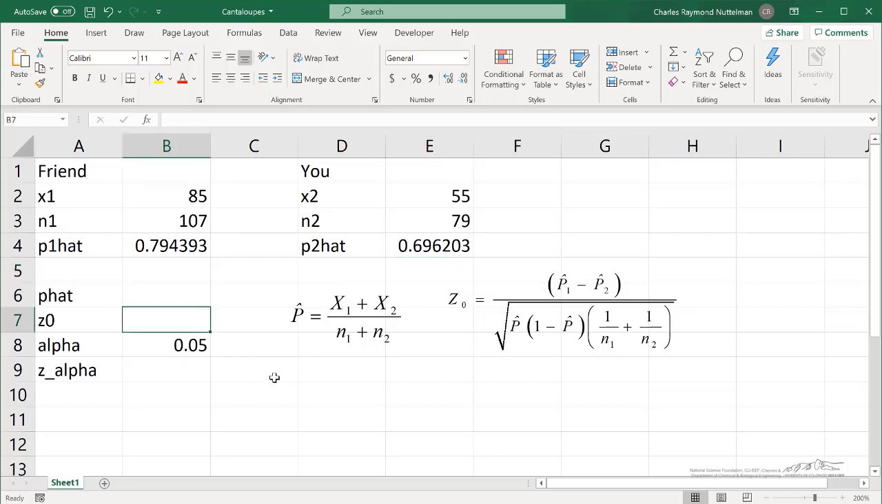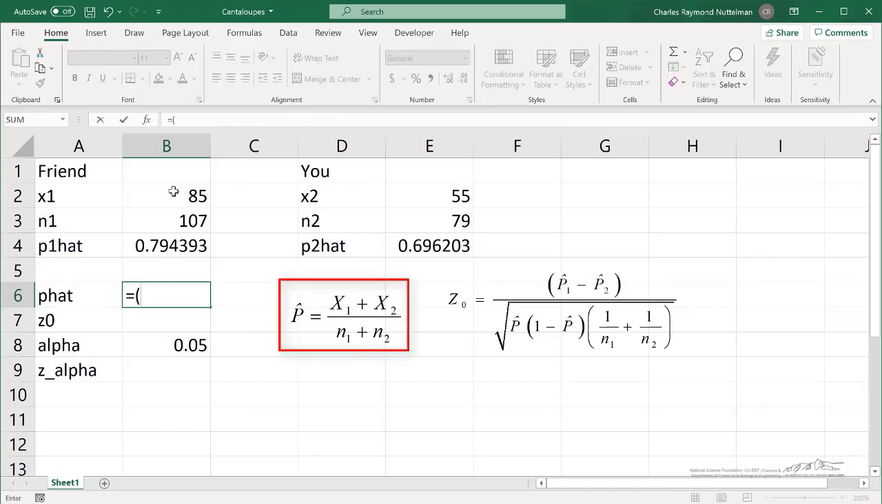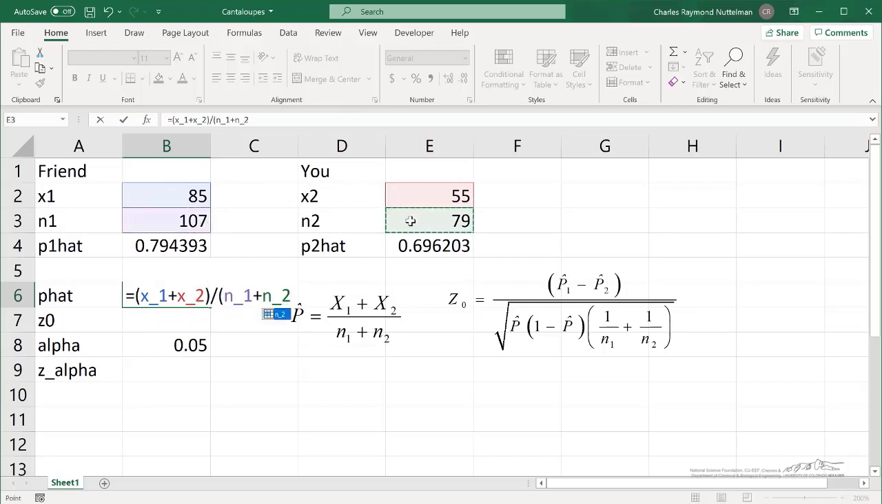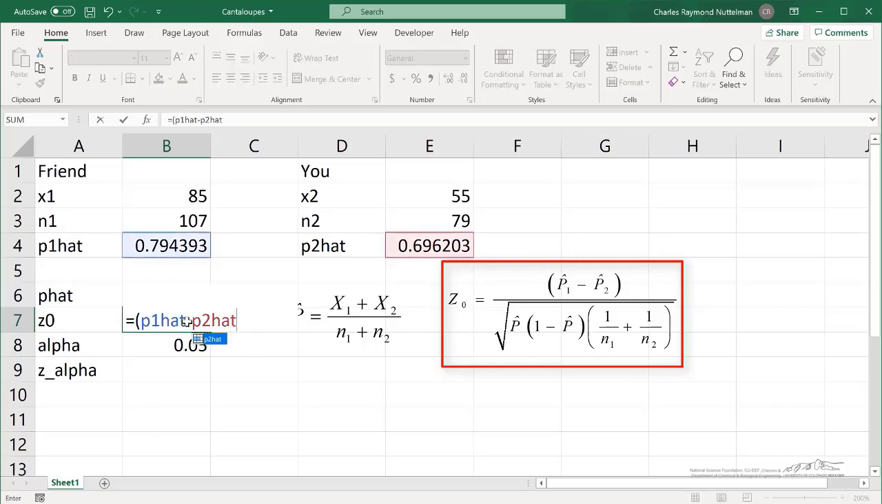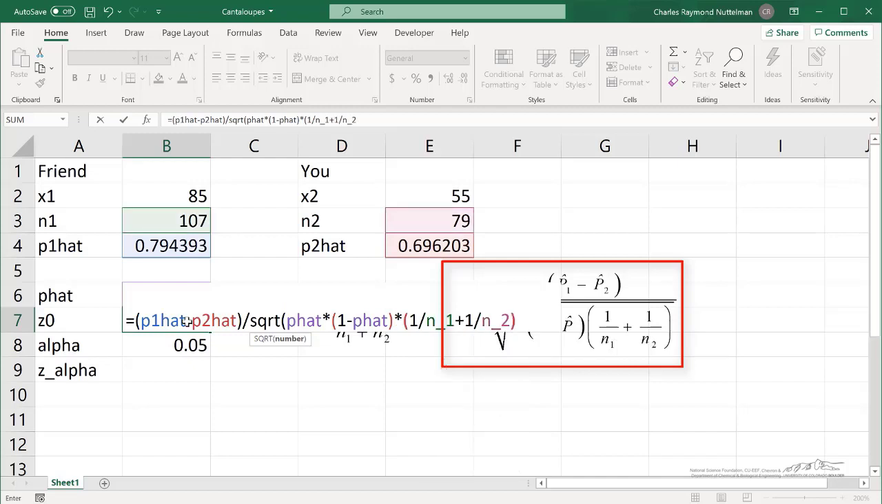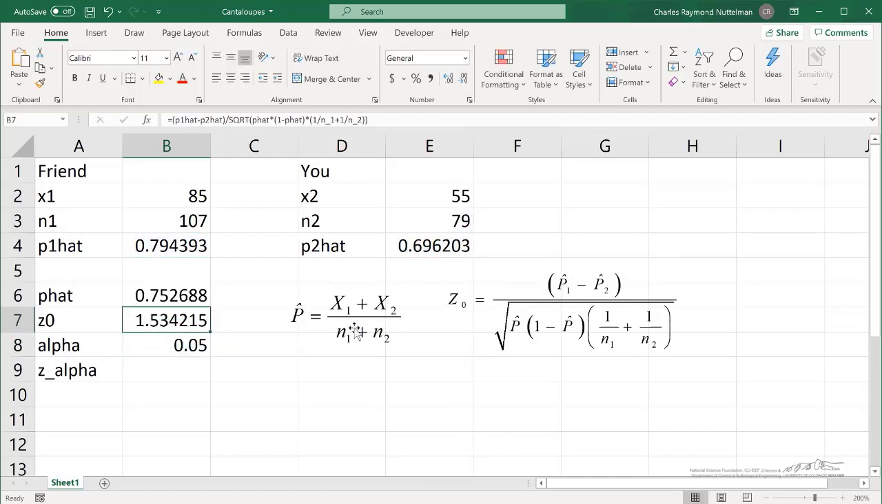We can calculate our overall p hat using this formula over here, and that's just equal to x1 plus x2 divided by n1 plus n2. It's just an overall success rate, 75%. We can calculate our test statistic using this equation over here: P1 hat minus P2 hat divided by the square root of P hat times 1 minus P hat times 1 divided by N1 plus 1 divided by N2. And when we do that, we get a test statistic of 1.53.